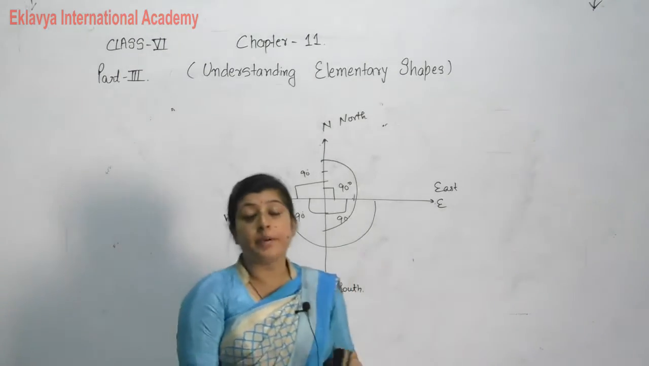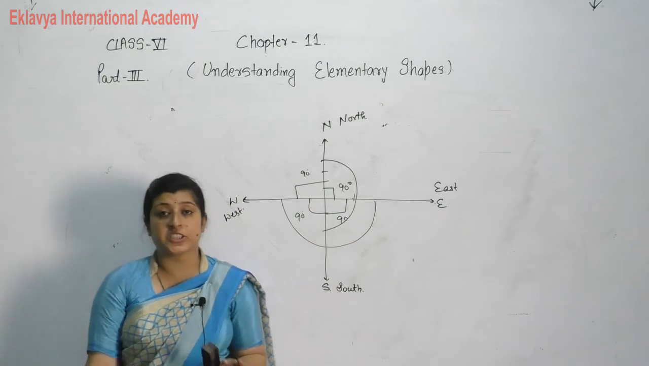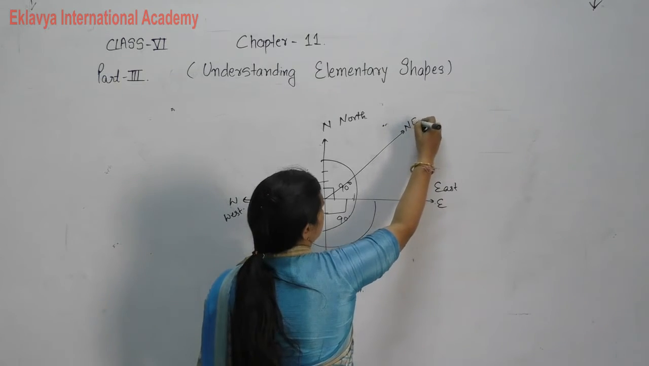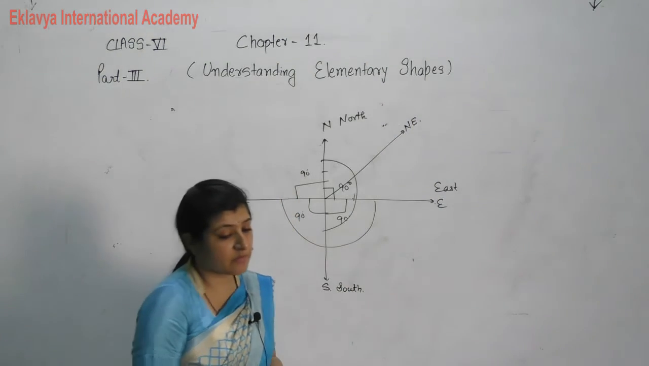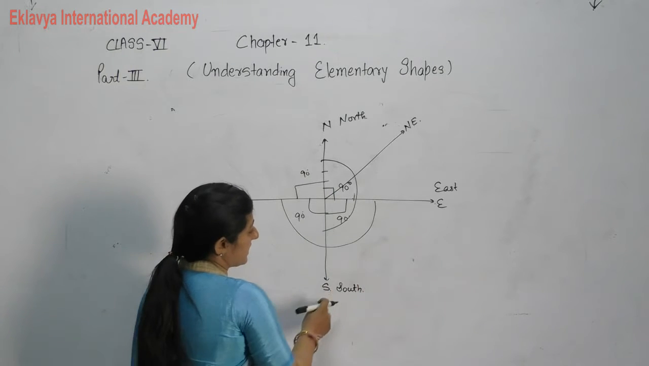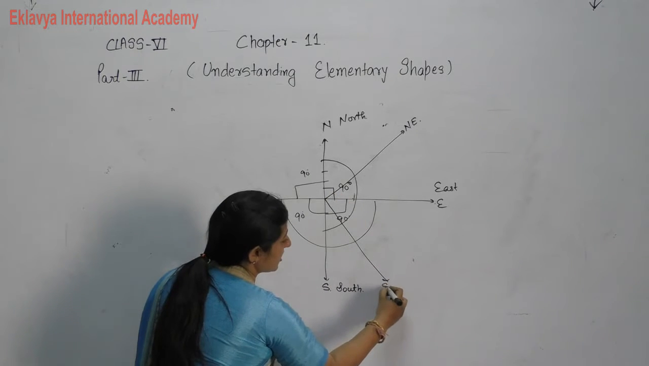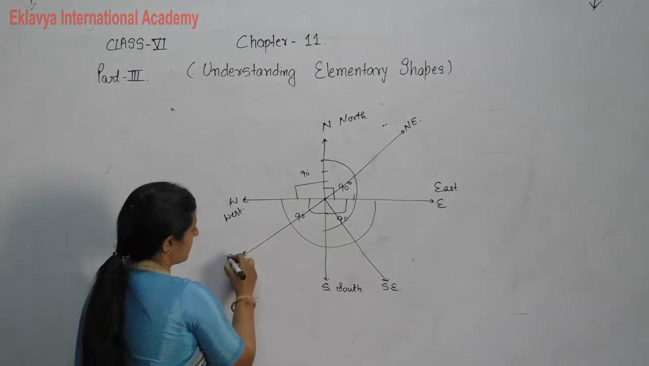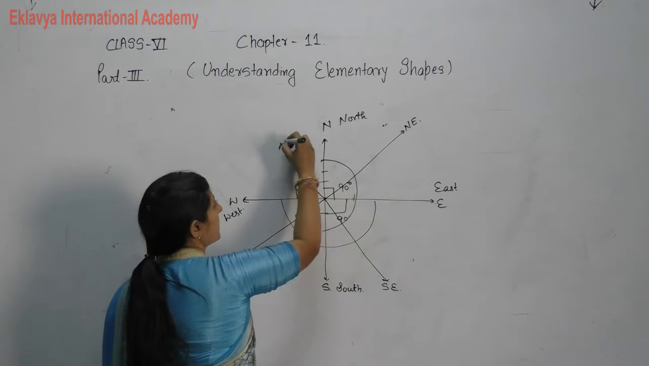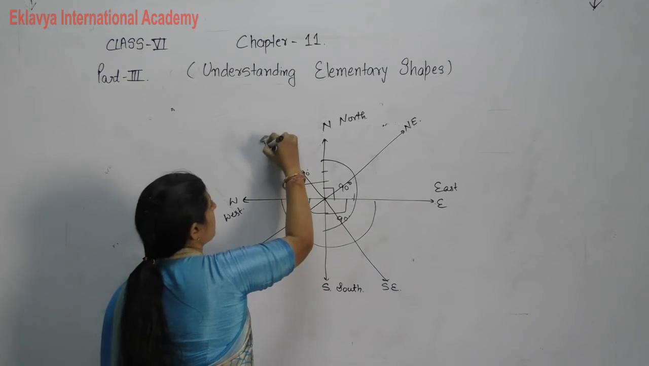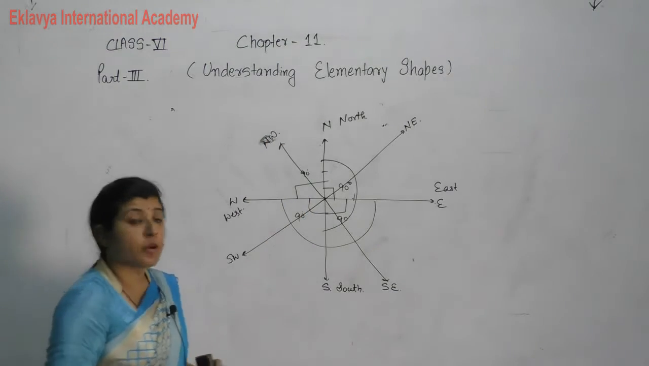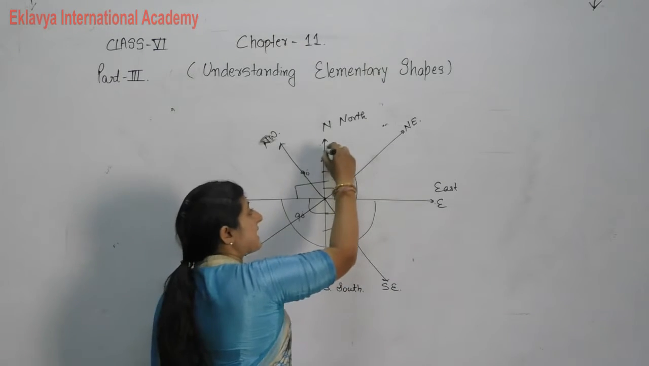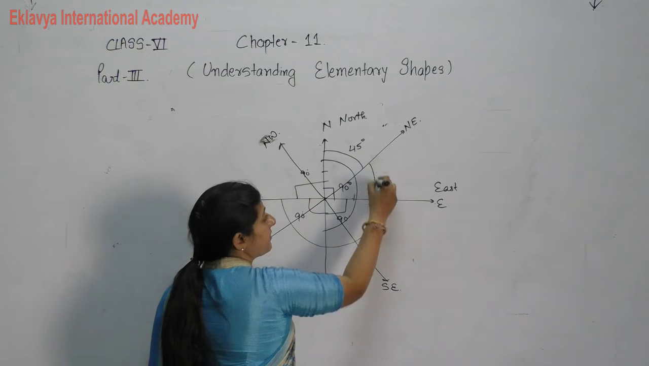Now see, between these directions there are 4 more directions. Between north and east, there is the direction northeast. Between east and south, there is southeast. This one southwest, and this one northwest. This is just between north and east, so it makes an angle of 45 degrees.